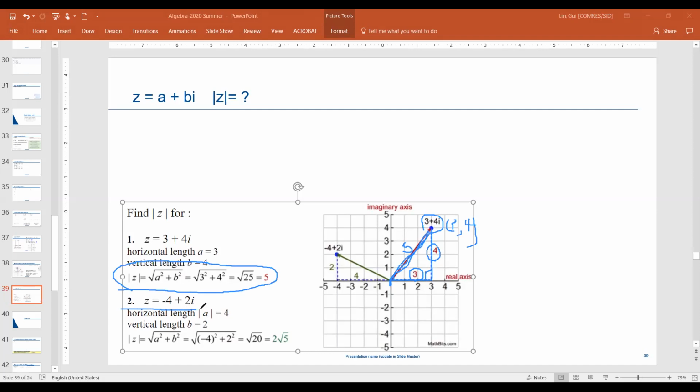Another example, say -4 plus 2i. Actually, look at the sides of this right triangle. One side is 2, the other side is 4. So 2 squared plus 4 squared is 20. So this side will be square root of 20. Right? Square root of 20 equals 2 square root of 5. So that's it.